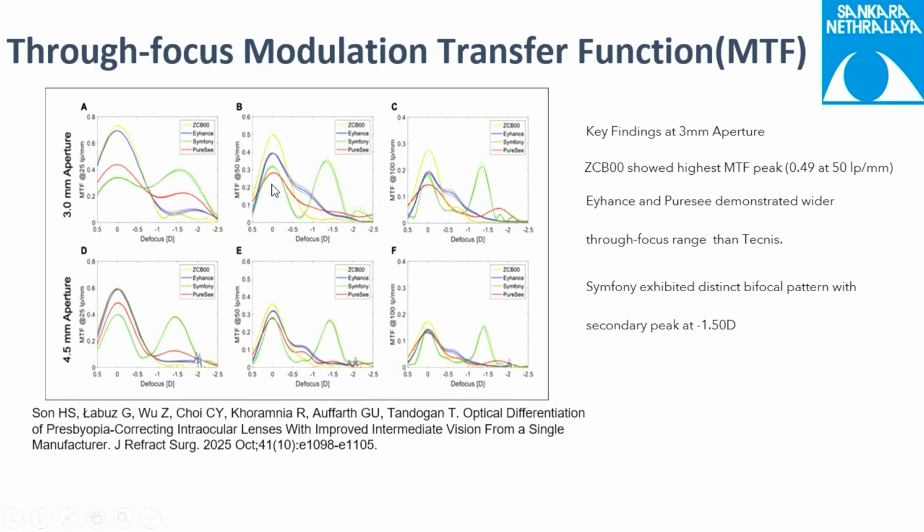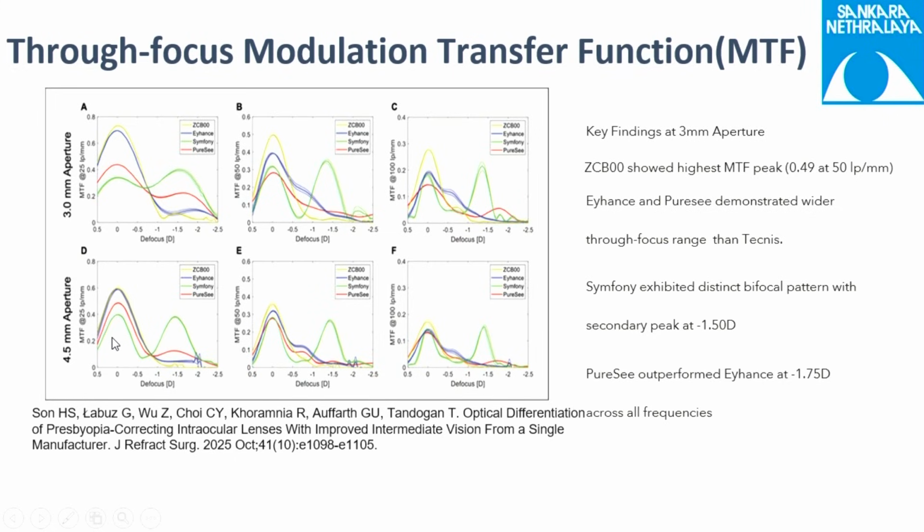Next, you can see that Symphony has two peaks here, so it's almost behaving like a bifocal. The second peak is at minus 1.5. So it is giving us a good distance and then good intermediate vision, but it does not have that typical wider graph. There are just two peaks there, a secondary peak. And here you can see that at 0.5, minus 0.5 and minus 1, Eyehance is better than Pure C, but for nearer work, probably Pure C is giving better performance than the Eyehance.